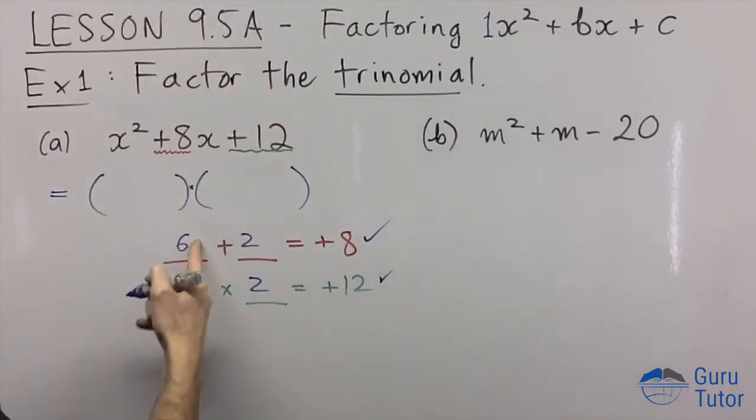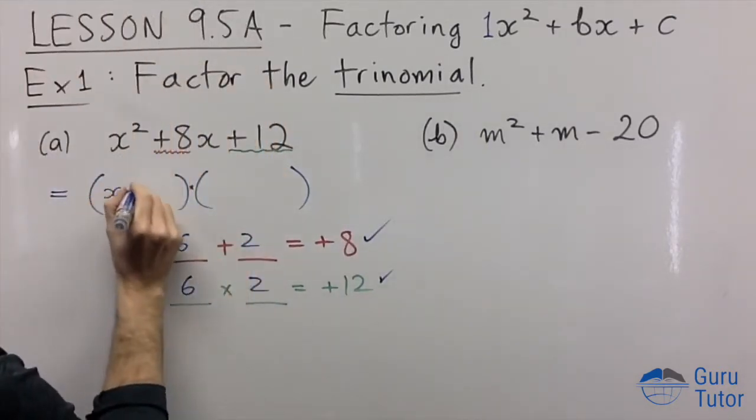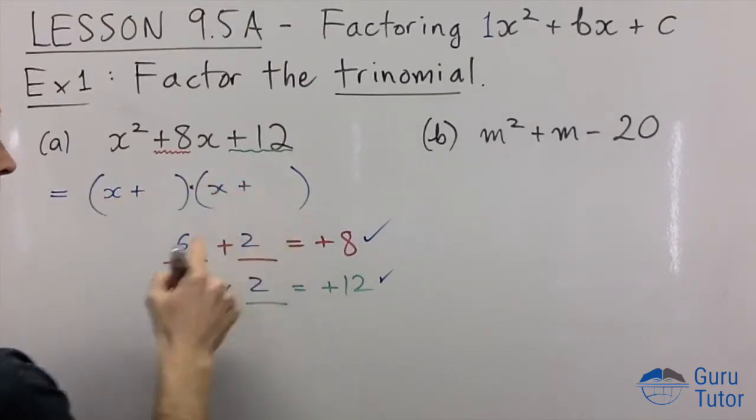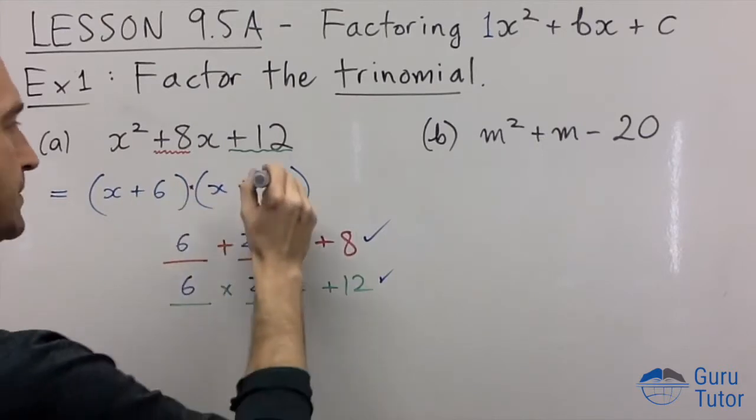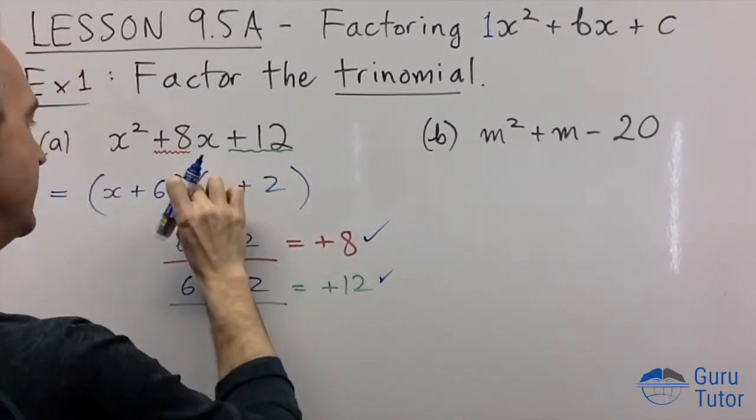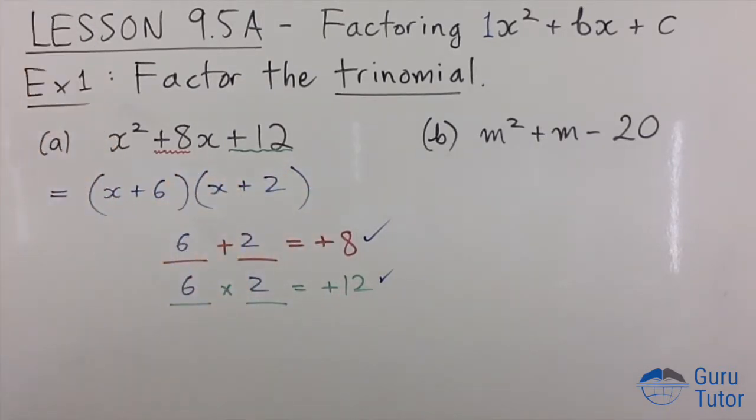So these numbers here go up here. X plus, x plus. These two numbers go here. X plus 6, x plus 2. Okay, and that is the answer.